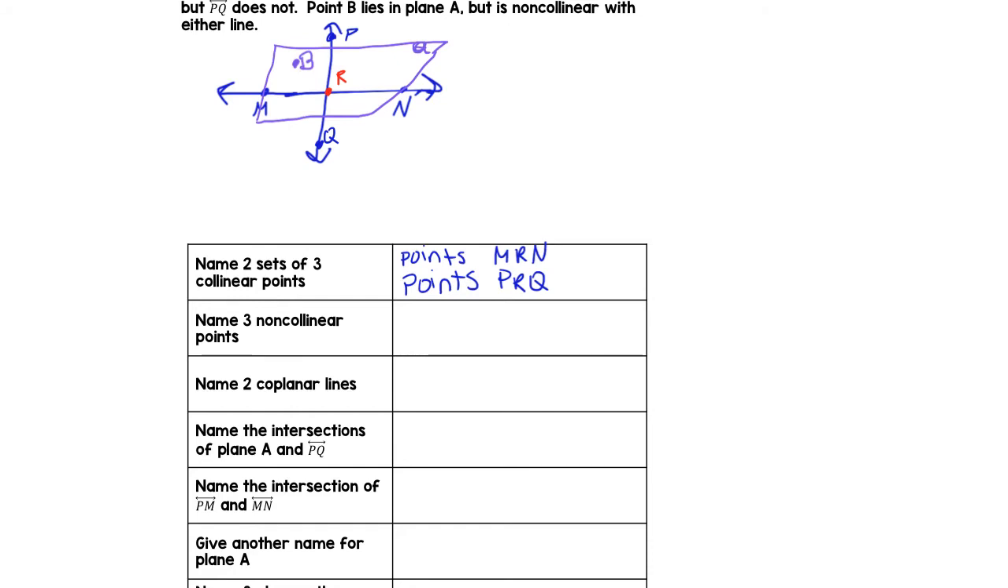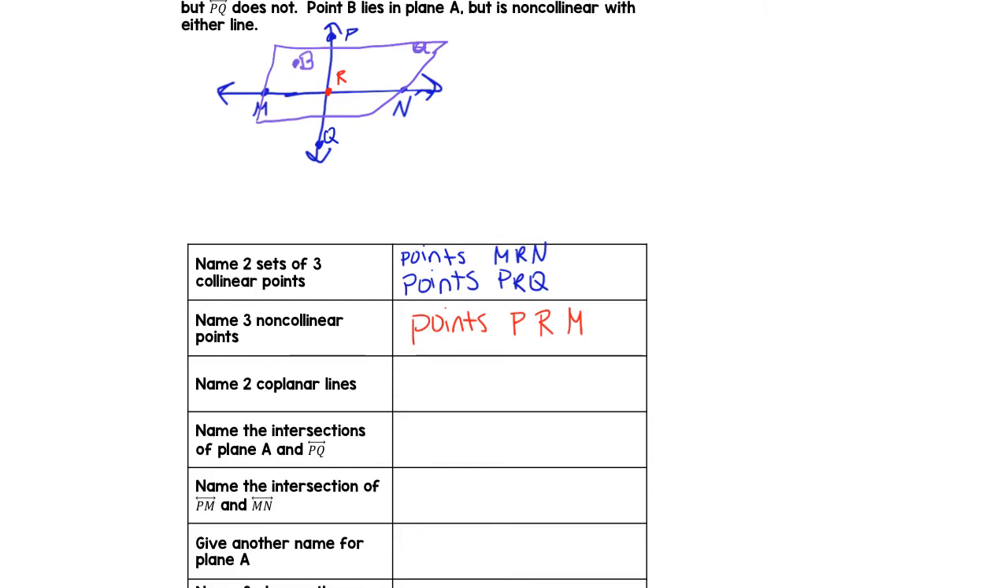Next, name three non-collinear points. Well, we can pick P, and then we can pick another point not on the same line. So not R or Q, we can pick M. That's not on a line with P. And we can pick R. M and R are on a line together, they're collinear. P and R are collinear, but M, R, and P are not. So let's choose those for our points. So we want points P, R, and M.